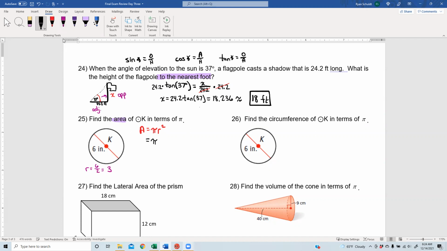So pi times 3 squared. It's going to get me 9 pi inches squared. It says in terms of pi, so pi is in our answer.